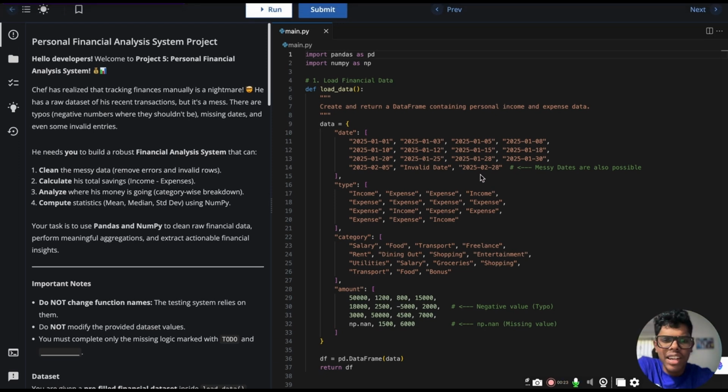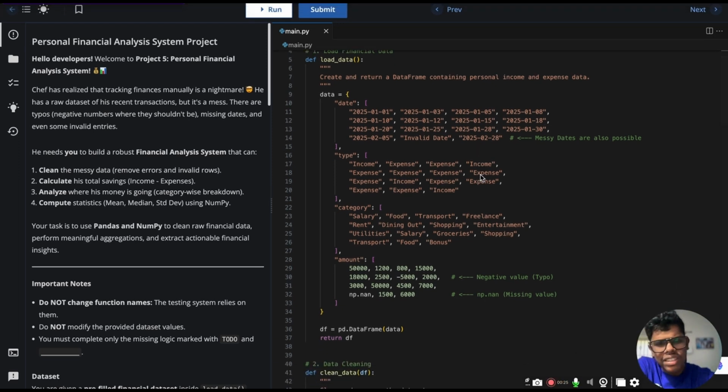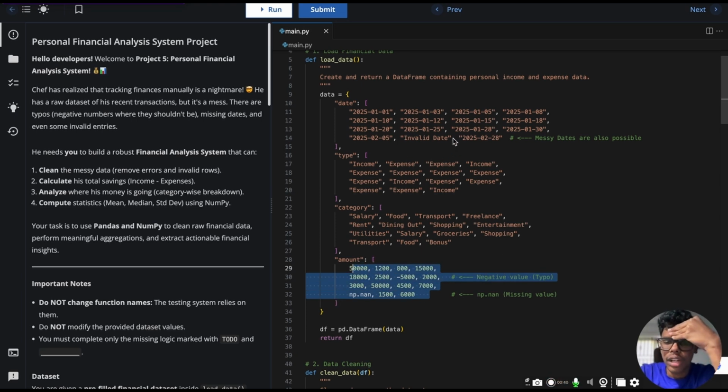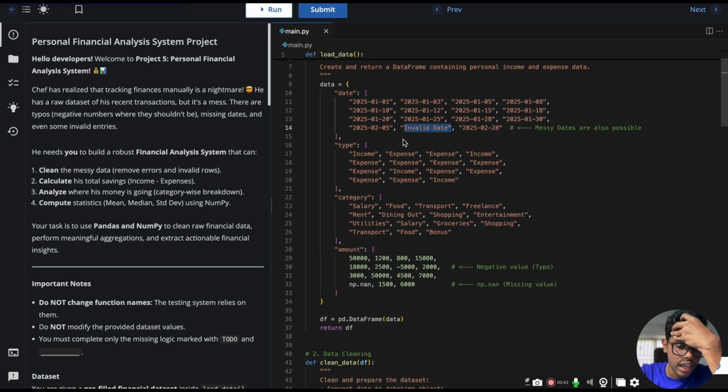So this is a data set. Basically, the data set contains the date of the expenditure, whenever the money is being spent, and then the type, is it income or expense, and then the category, where is it going exactly, and then the amount on each individual date. So here we have some invalid dates as well, so you have to clean that and all.